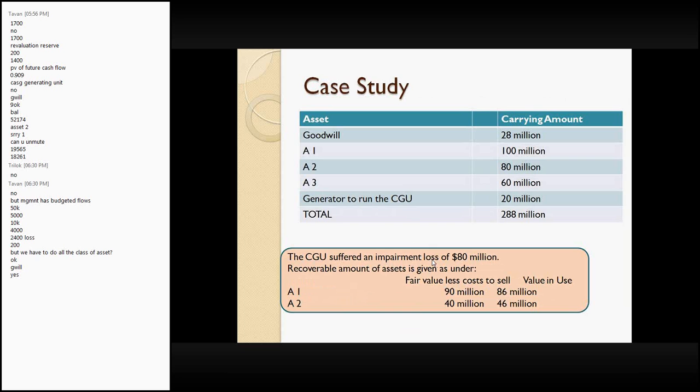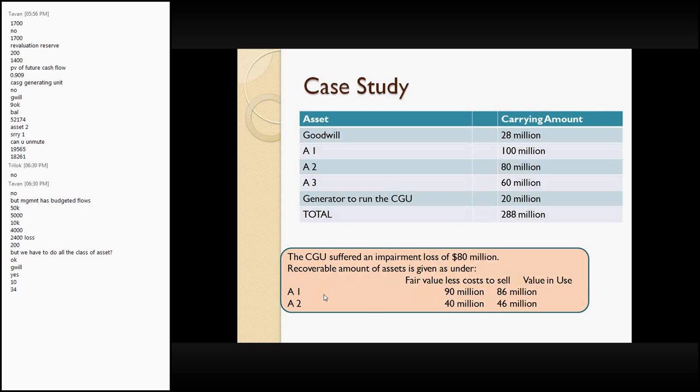Now it is clearly mentioned that if we know the recoverable amount of some specific assets and we know the impairment suffered by some specific assets, can you tell me how much is the impairment suffered by asset 1? 10 million. 10 million is the impairment suffered by asset 1. Asset 2. 24 million. That is 34 million we can allocate directly.